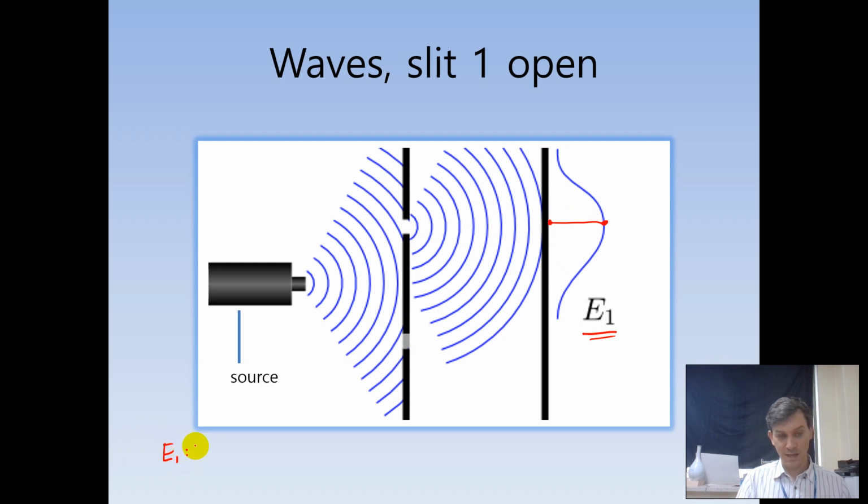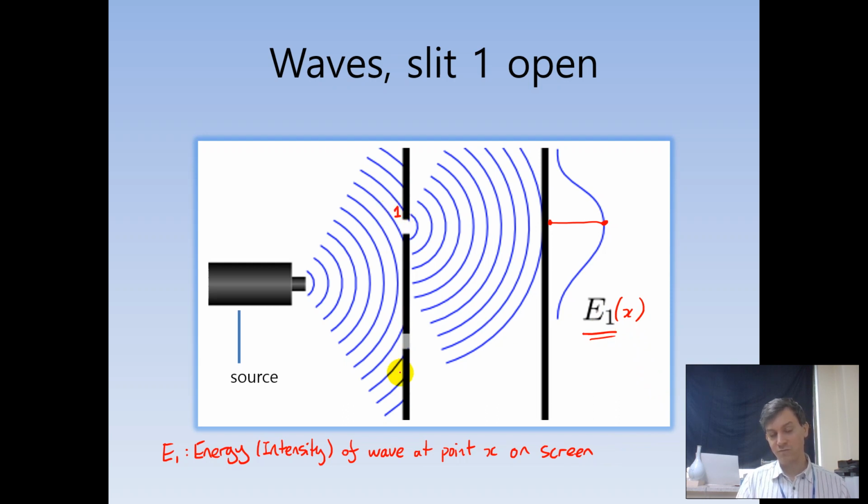Here E1 is the energy or the intensity of the wave at point x. So here this is a function of x on the screen. Okay, and as before, the 1 here denotes that this is a wave which has gone through the first slit.